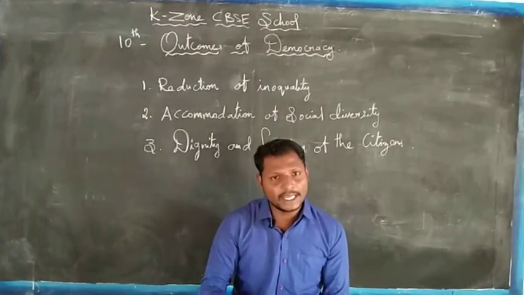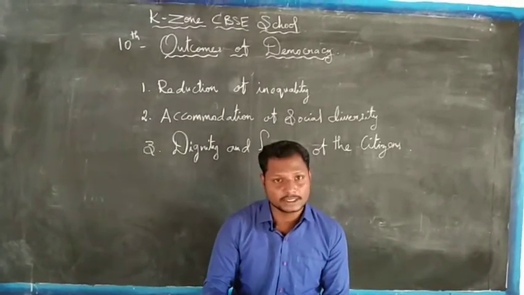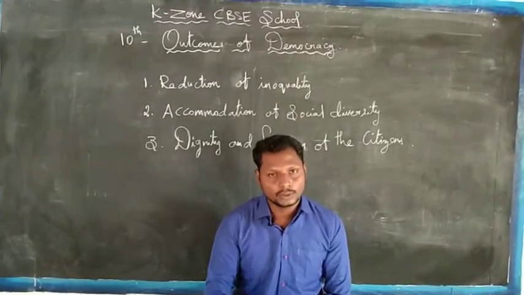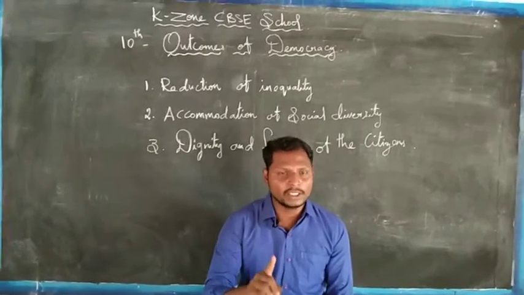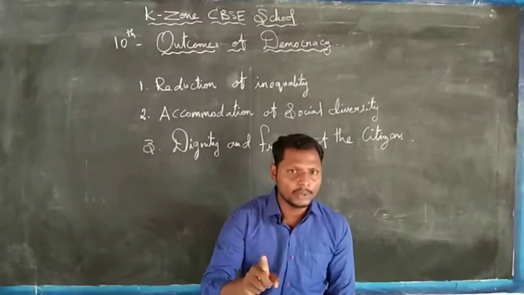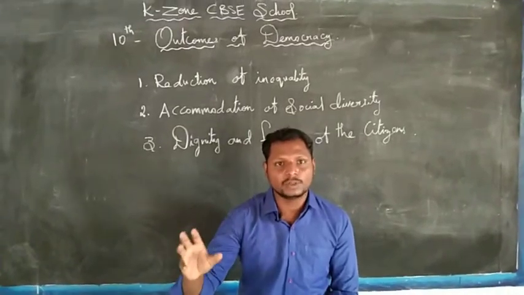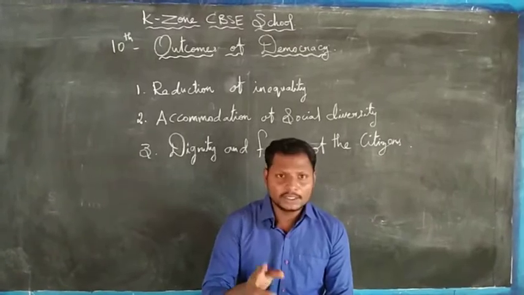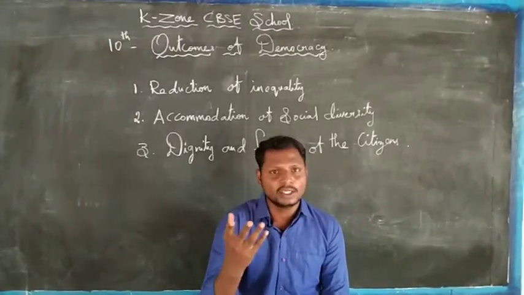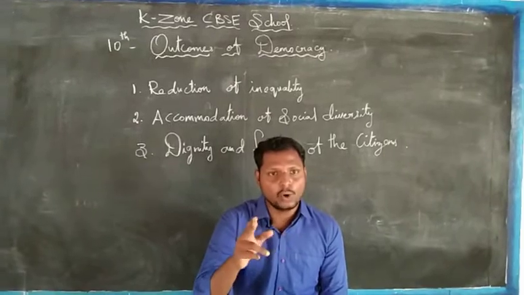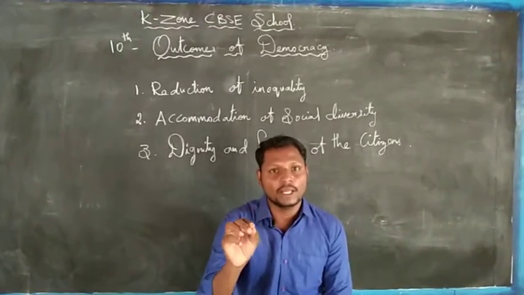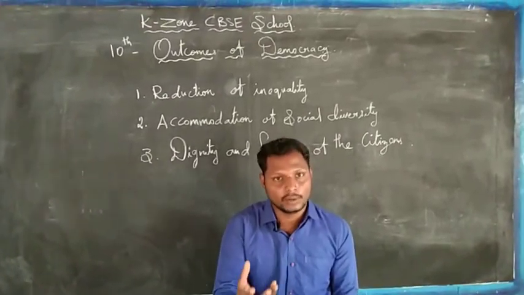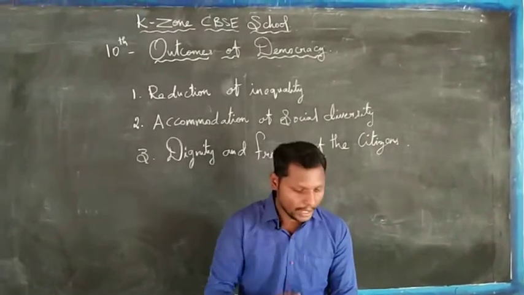The last one is the dignity and freedom of citizens. How can we get respect? How can we get freedom? First we must know that democracy is a superior government for giving freedom and respect to citizens, unlike any other government. Here we can see two things, respect and freedom. These two are the basics of democracy. That's why we need democracy. When we need to give freedom and respect, we should follow democracy.